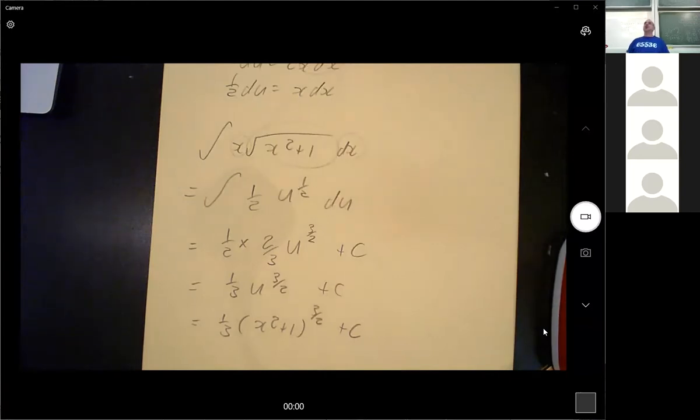So the first moral is don't do trig substitution if you don't have to do trig substitution. Try an ordinary substitution, which means checking to see if one bit is the derivative of the thing that you would substitute.